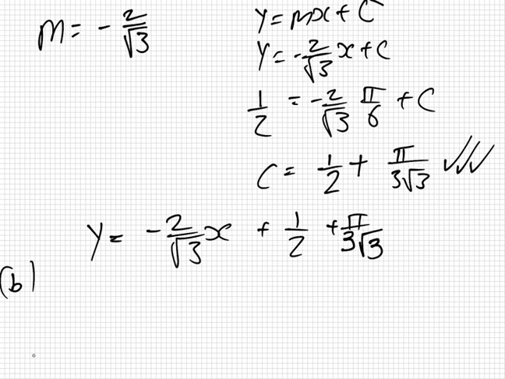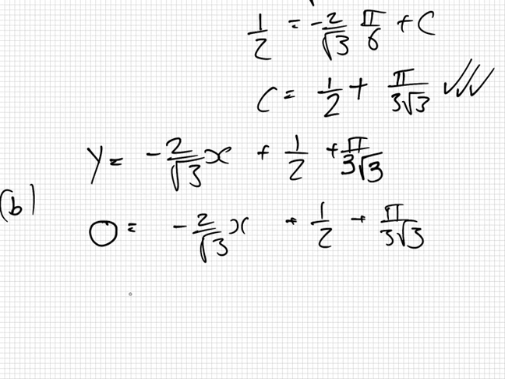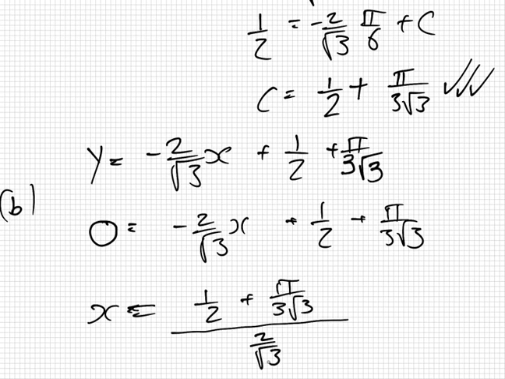Part B is they'd like to know where does this line cross the x-axis. So what do you do to find out? Y equals 0. So we get 0 equals minus 2 over root 3 x plus a half plus pi over 3 root 3. So then that means x would equal a half plus pi over 3 root 3 all over 2 over root 3. You take this to the left, and then divide by this number here.